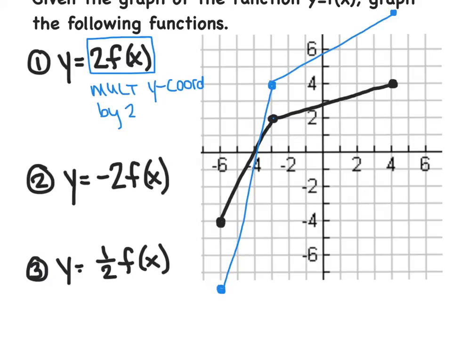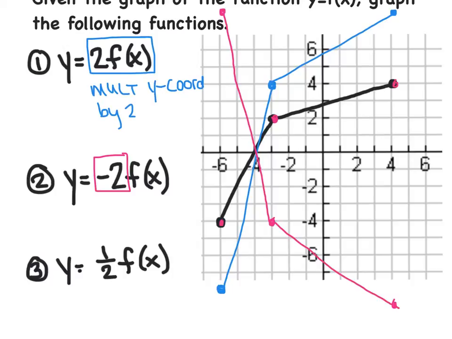I'll switch colors here. If I multiply everything by -2, it's going to stretch it by a factor of 2, but it's also going to reflect it over the x-axis. So this -4 turned into a +8. I'll estimate it right here. This +2 turned into a -4. And this +4 turned into a -8. I'm going to estimate it right there. And so you can see how the reflection over the x-axis looks when we get it graphed.